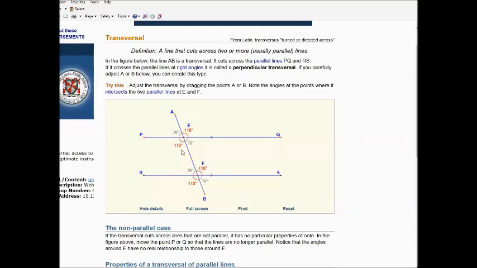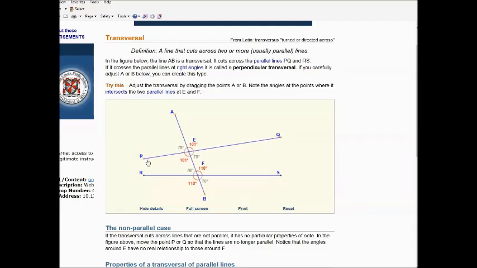In fact, if you look at all the angle measures, you'll notice that all of the acute angles say 70 and all of the obtuse angles say 110. Look what happens if I make these lines no longer parallel. So now I'm going to move point P. Did you notice when I did that? That arrow right there disappeared. Keep your eye on that arrow. I'm going to move point P and the arrow disappears because I'm making these lines not parallel anymore.